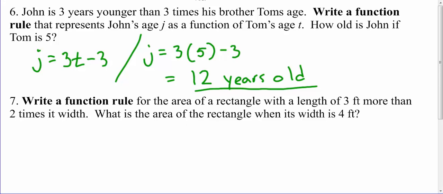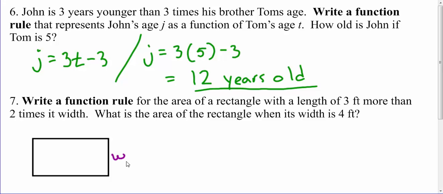This is the words you like to hear. Last one of the day. So it says a rectangle has a length that's 3 feet more than 2 times its width. What is the area of the rectangle when its width is 4 feet? Okay, so we're going to deal with the first part, which is just simply writing the function rule. Now we have to think a little bit on this. It says the length is 3 feet more than 2 times its width.